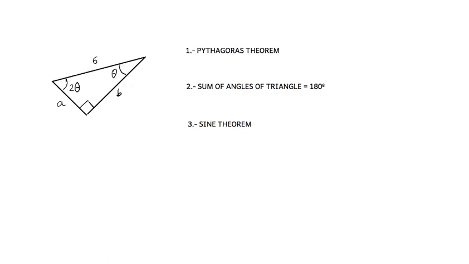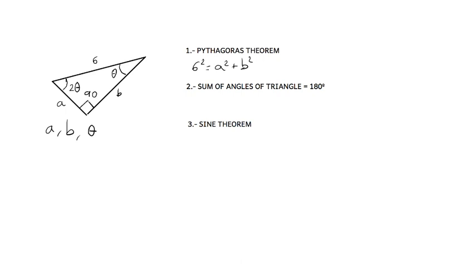So we have the hypotenuse is 6, the acute angles are theta and 2 theta. So this is 90 degrees, and then we don't know a and b. So we don't know a, b, and theta. So using Pythagoras theorem, we get that 6 squared equals a squared plus b squared. So we cannot get anything from here, only that.